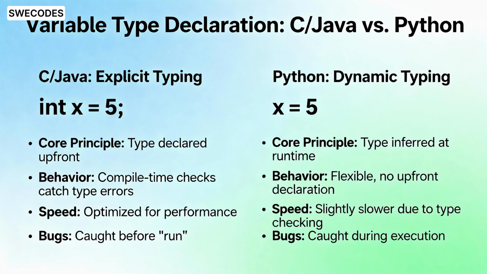Ever wondered why C and Java demand you declare every variable type, while Python just figures it out? The difference isn't just syntax. It's a core design principle that defines how your code behaves, how fast it runs, and how many bugs you'll catch before you even hit run. We're breaking down types and type conversion, the real reason programming languages think and behave so differently.